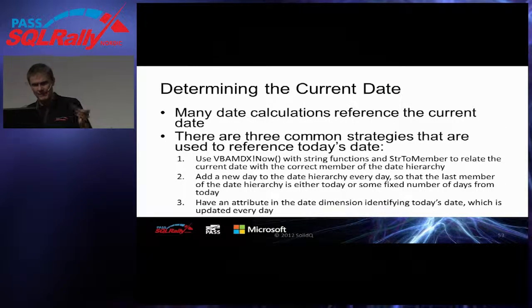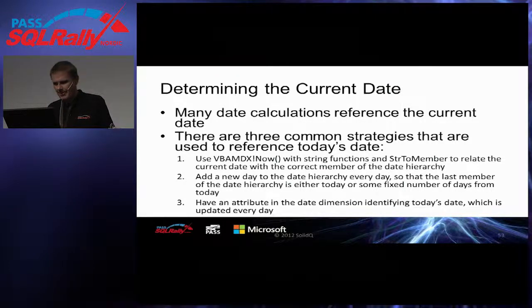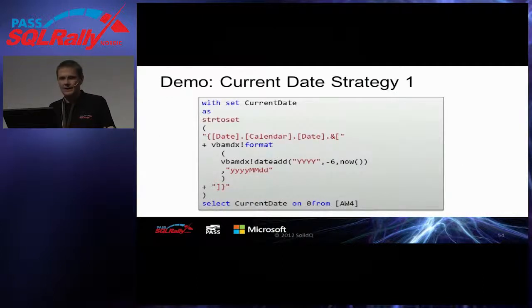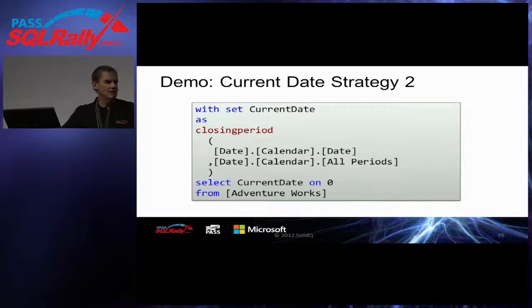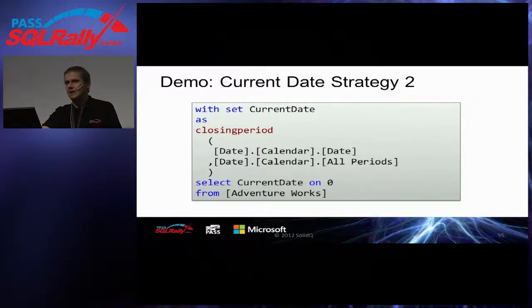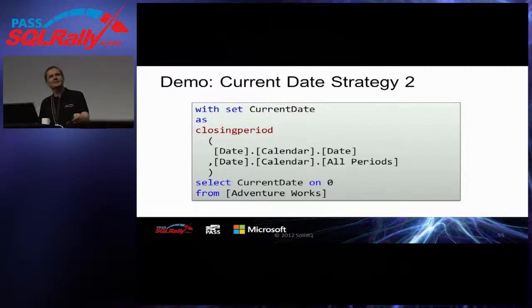And I have a few slides here on determining the current date. You can do StrToMember and do this calculation using VBA MDX, using the Now function. I don't really like that method. One method I've used in some places is that we add one date into the cube every night and we reprocess. So I always know that the current date is either today or yesterday. Well, no, the current date is always today. Sometimes, depending on the situation, yesterday is the most current date that we happen to have in the cube.